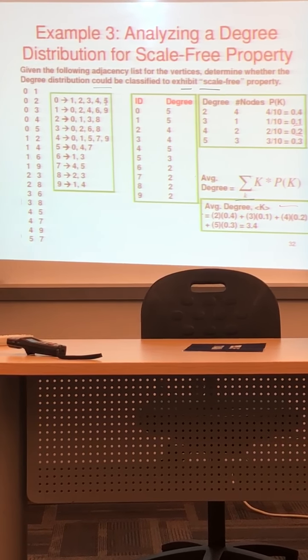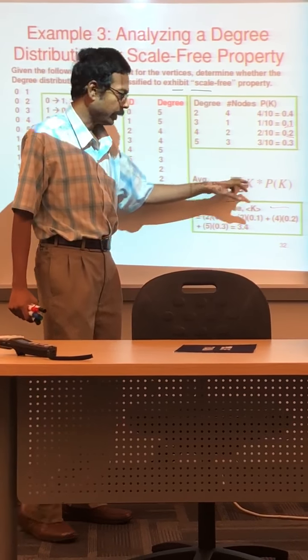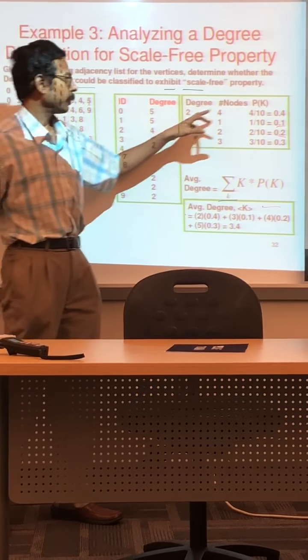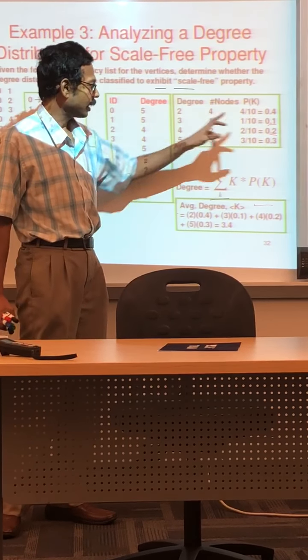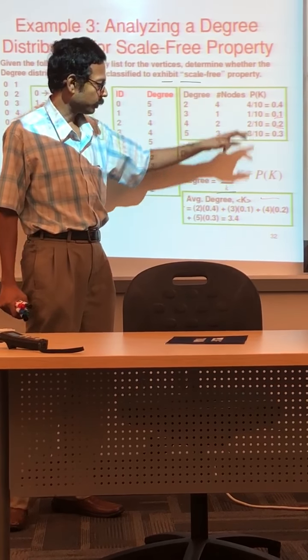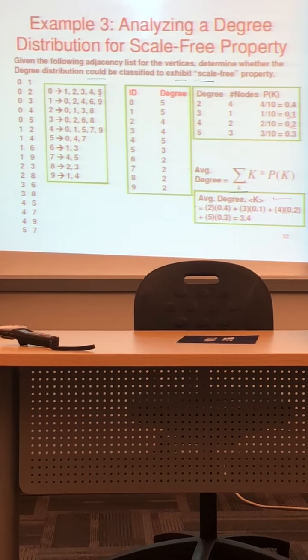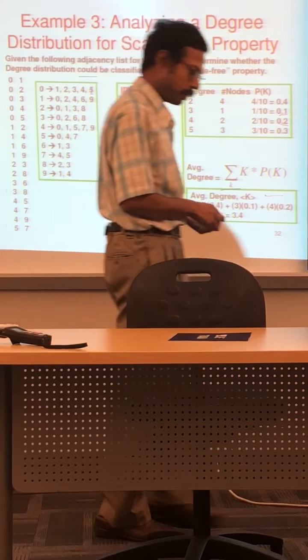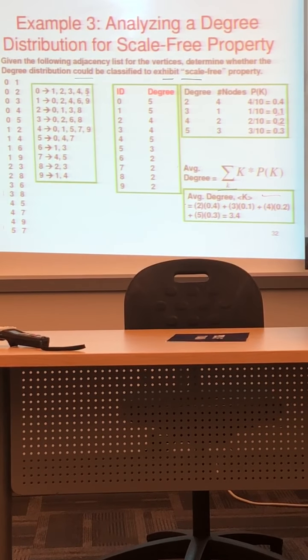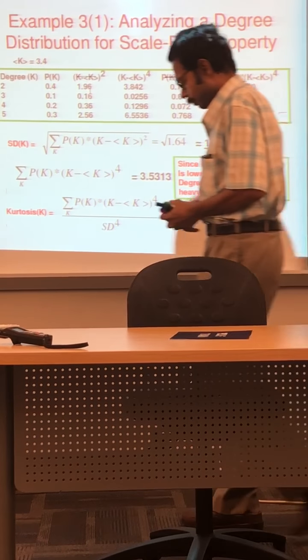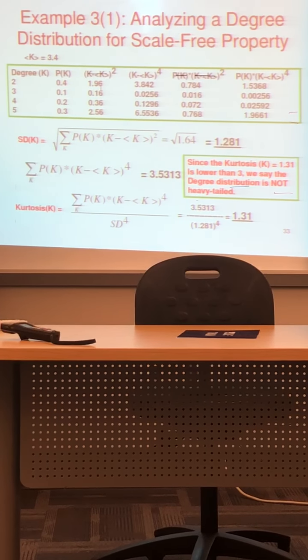So let us go ahead and find the average degree, the sum of k times p of k. So 2 times 0.4 plus 3 times 0.1 plus 4 times 0.2 plus 5 times 0.3. That adds up to 3.4. So that's the average degree. Once you get the average degree, you can build this table.